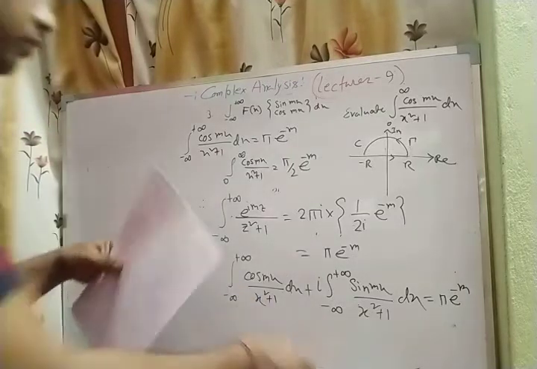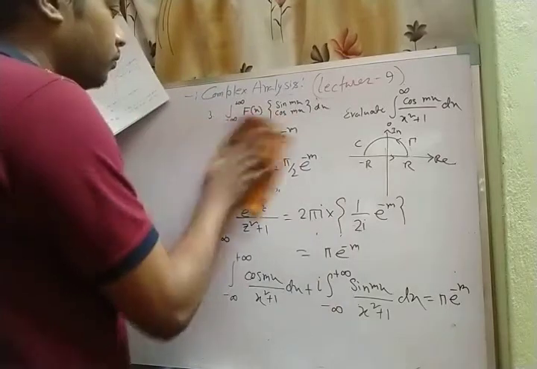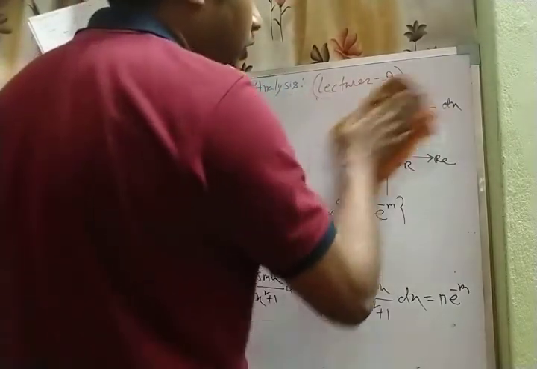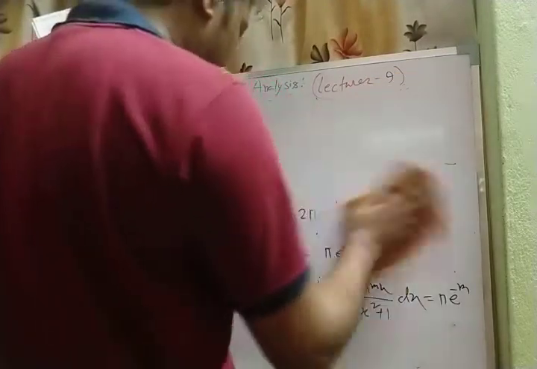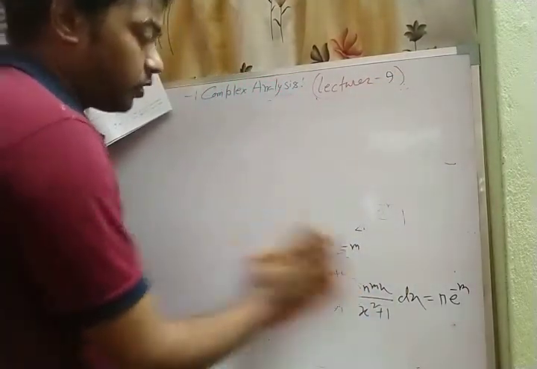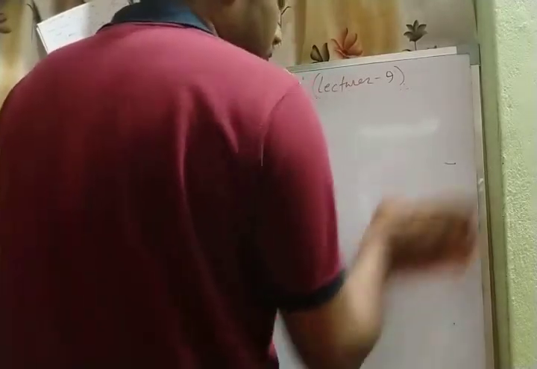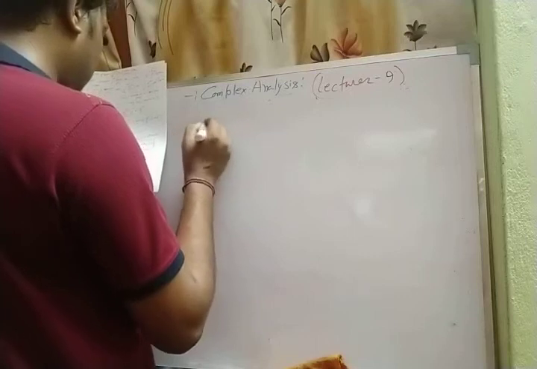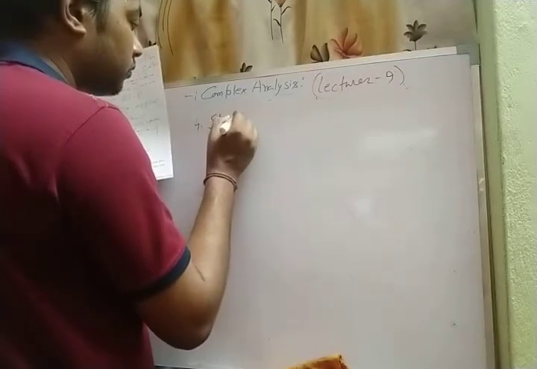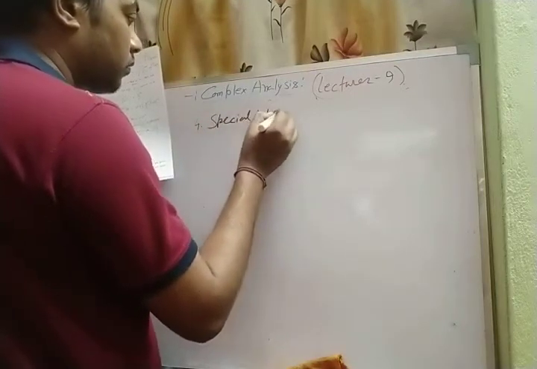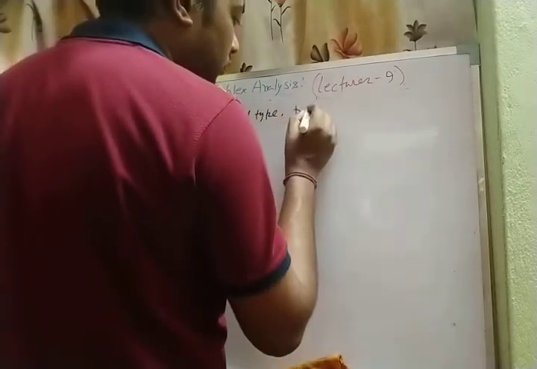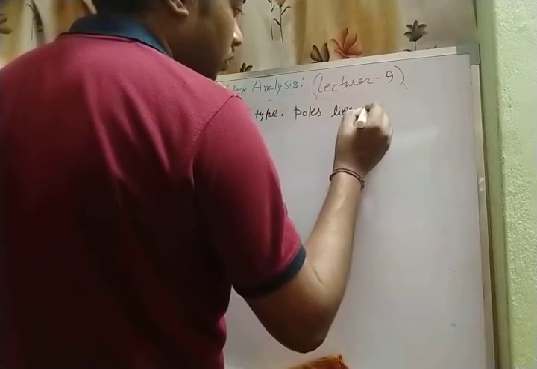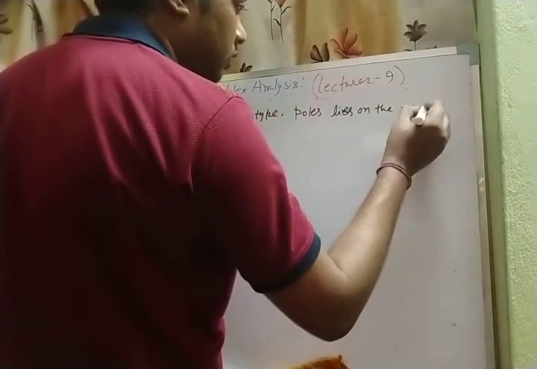Now, the next type of integration we are discussing is the most important one and it is different from the above three. That is the special type: poles lie on the real axis.